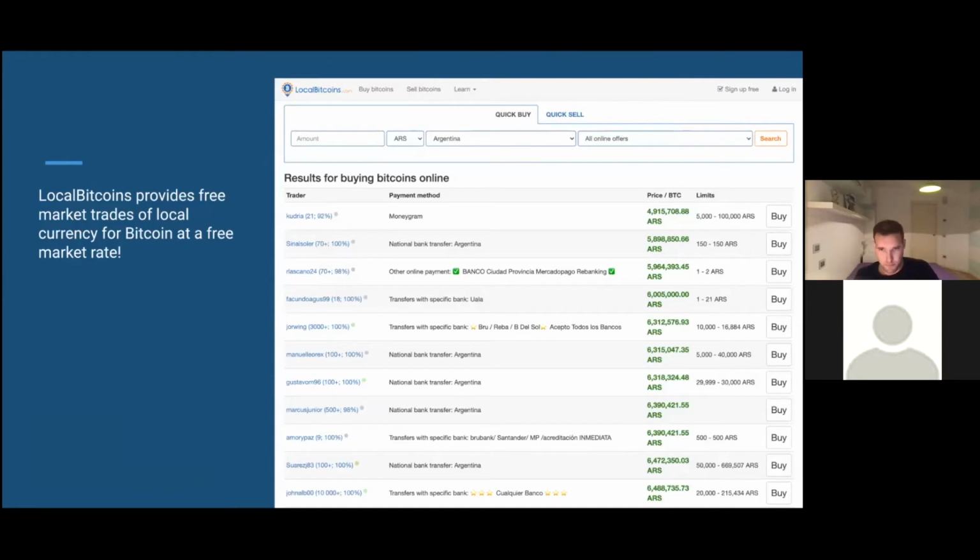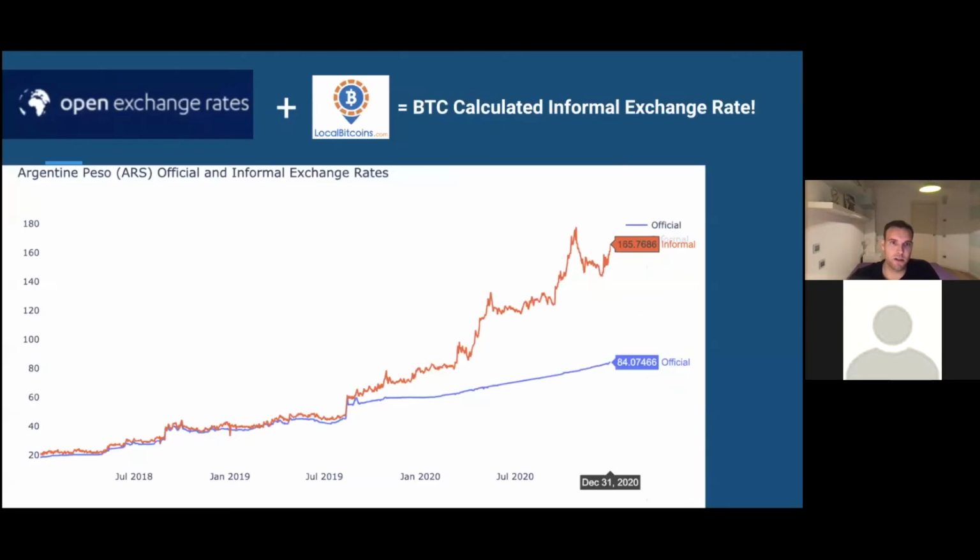More recently, I've been really focused on looking at the price at which Bitcoin trades against local currencies around the world. Local Bitcoins is kind of like a Craigslist for Bitcoin trading. People can come and offer to sell Bitcoin, and they can set their own price that they want to get for it. So it's a free market rate on Local Bitcoins, which is in contrast to the exchange rate of many of the currencies around the world, where they're fixed or controlled by the government.